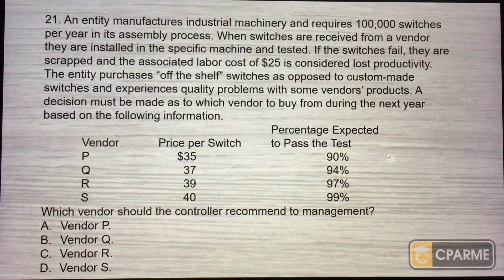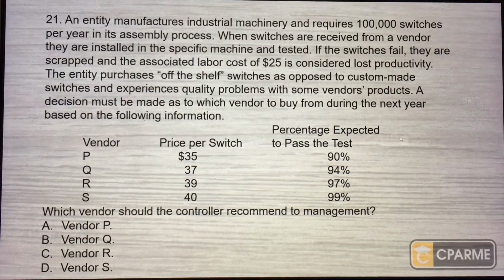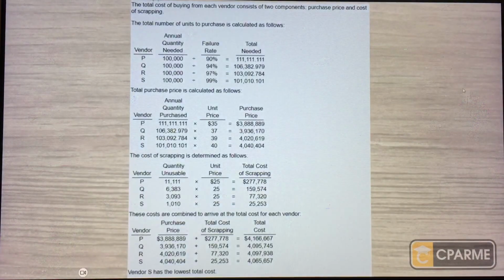But if you ask me which reviewer we should follow, for me it should be Gleim. The way I interpret this question correlates with Gleim's approach. Okay, this is the detailed computation.